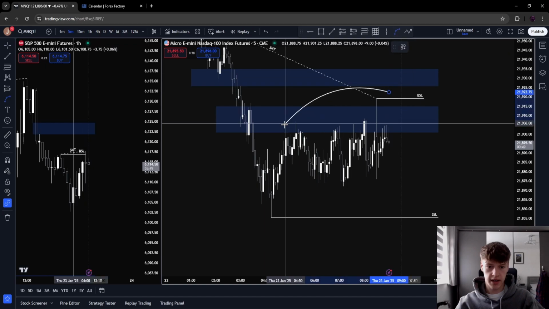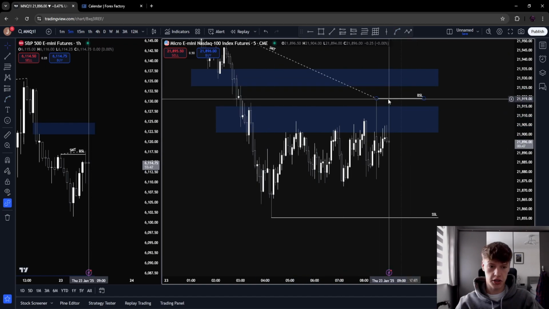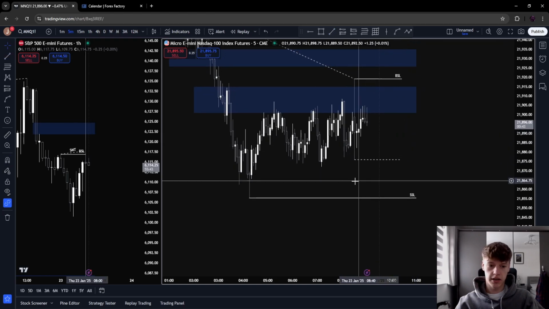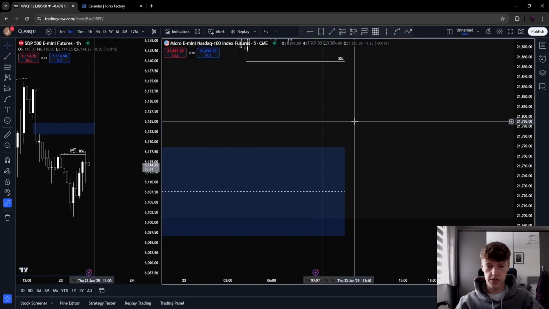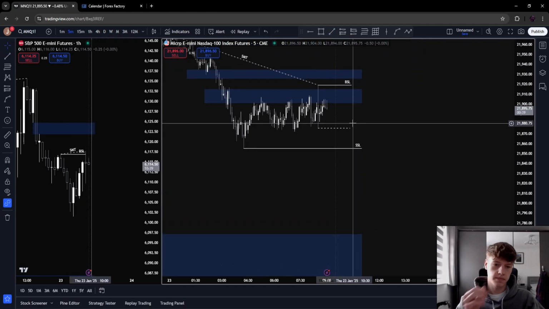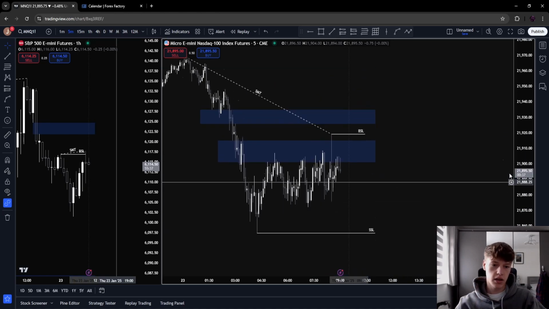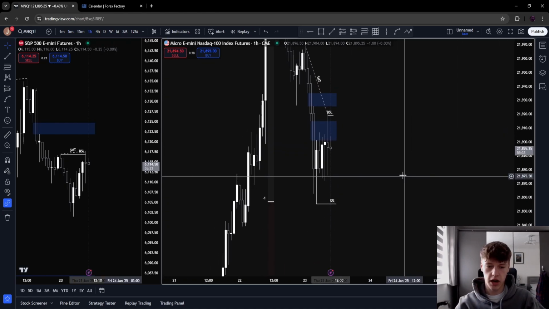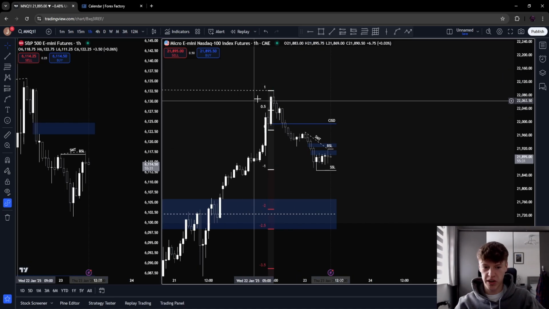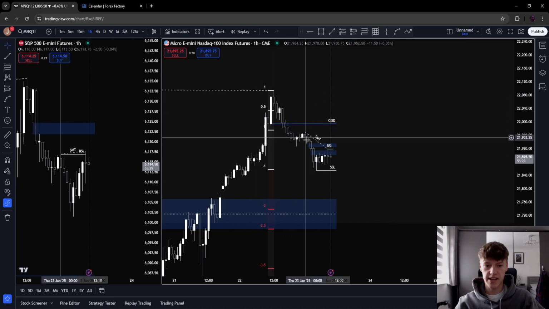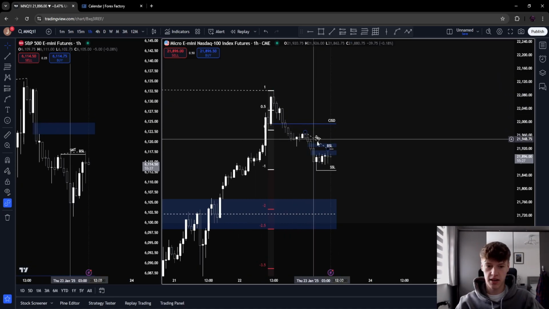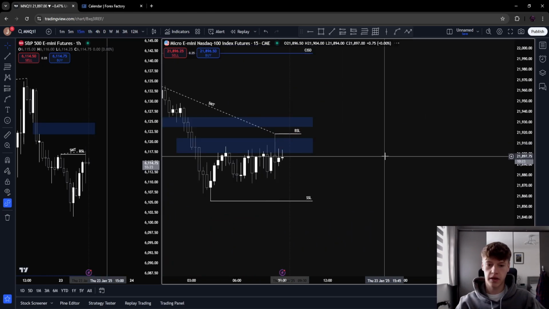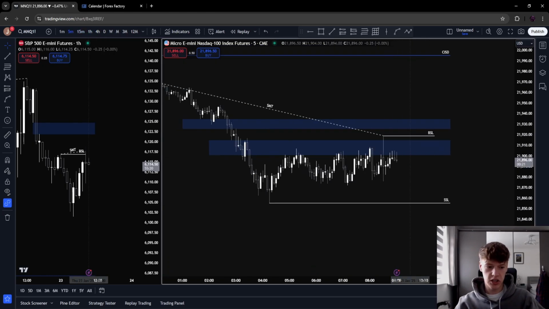So I'd want to see a clear, swift manipulation higher, and then take a nice little trade down to the internal sell side, external sell side, and then maybe, just maybe, leave a runner to the daily imbalance. But I'm pretty bearish going into today. Because we've got SMT in point we expect to reject, internal SMT in point we expect to reject. So pretty bearish. And we've just been accumulating.